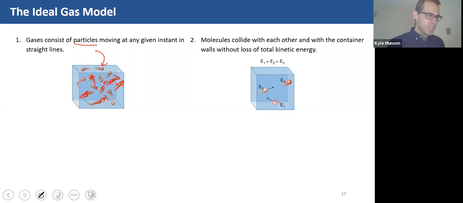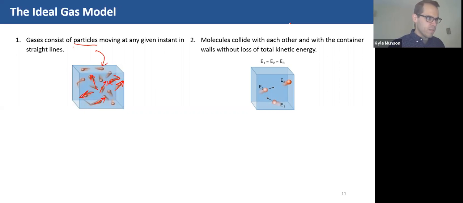That brings us to our second characteristic of this model, which is that molecules collide with each other and with the container without losing total kinetic energy. That's illustrated here with this little equation, E1 is equal to E2 is equal to E3. So again, they're not losing any total kinetic energy when they're colliding with each other and with the walls of the container.